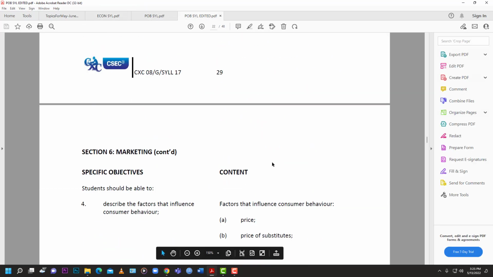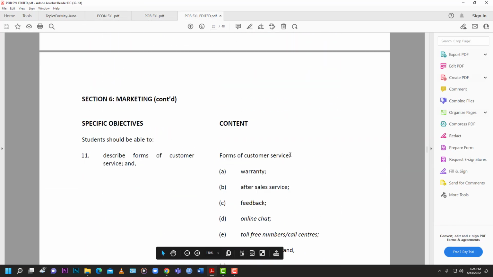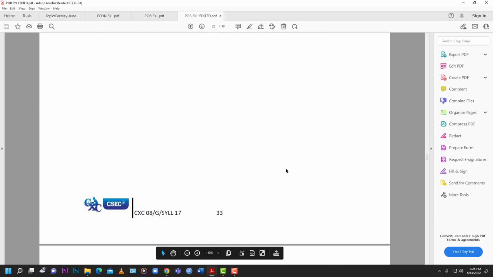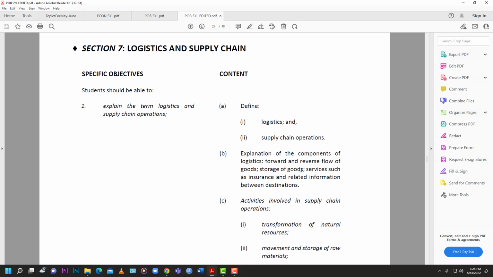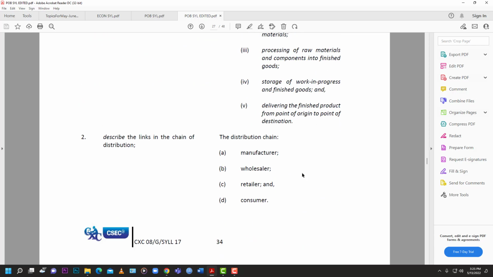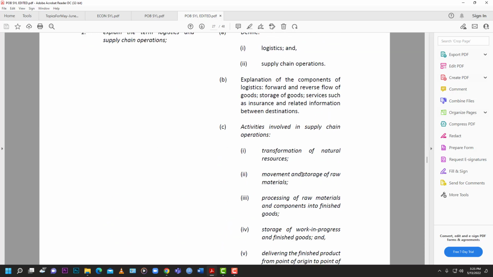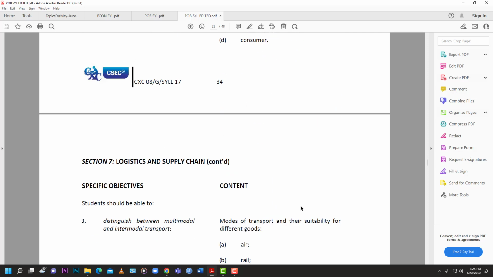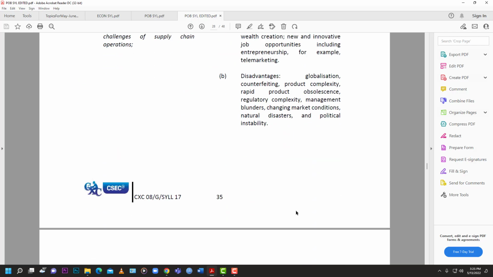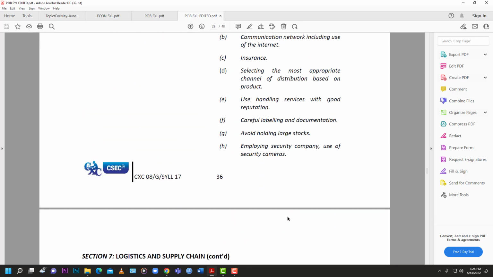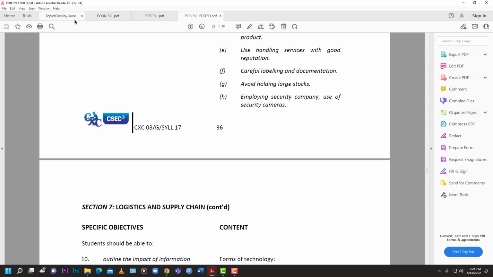So we jump to 7, right? Look at 7, which is, of course, the newest kid on the block. We're looking at logistics and supply chain. And so you have to delve deep into this one. Guarantee you're going to bring something on that one for sure, right? So you have to look at your distribution channels. You have to look at what logistics is, advantages, disadvantages, transportation. So let's go through your syllabus and the notes and the videos, and you'll be fine. You will be fine as it relates to these topics.